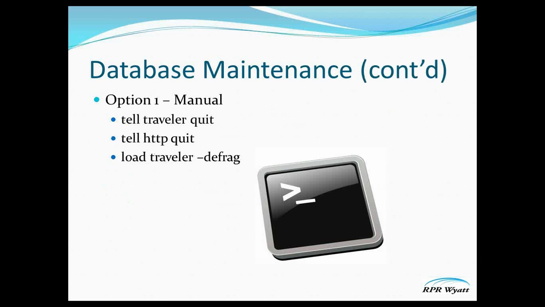You can run maintenance manually by taking down Traveler and HTTP on the Domino server, and then load Traveler with the defrag parameter. However, depending on your environment, the defrag can take 5 minutes to upwards of 30 minutes. And keep in mind that while this is running, Traveler and HTTP are both out of service. They are unavailable. So depending on your environment, this may be something that cannot be done during business hours and requires maintenance to be done during a true maintenance period after hours. And quite frankly, who really wants to work on the weekend?